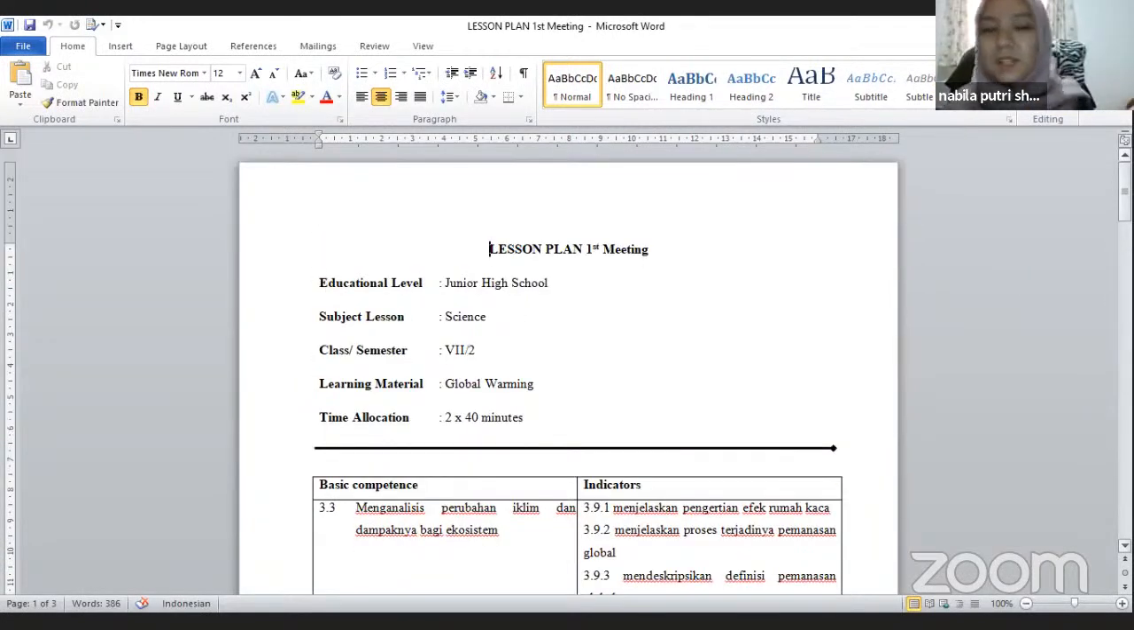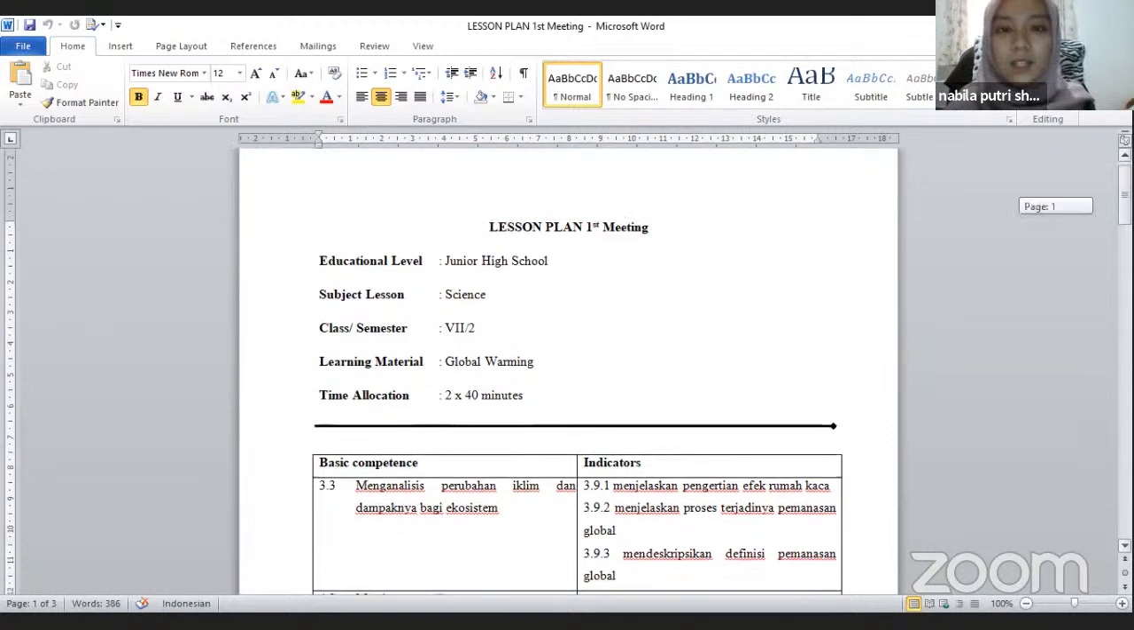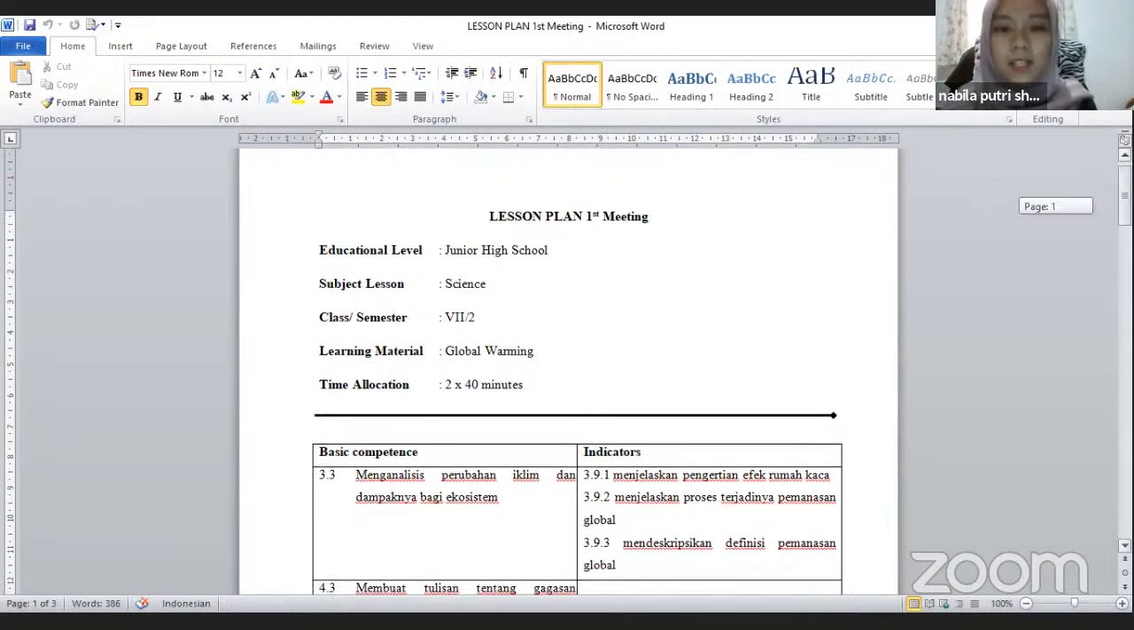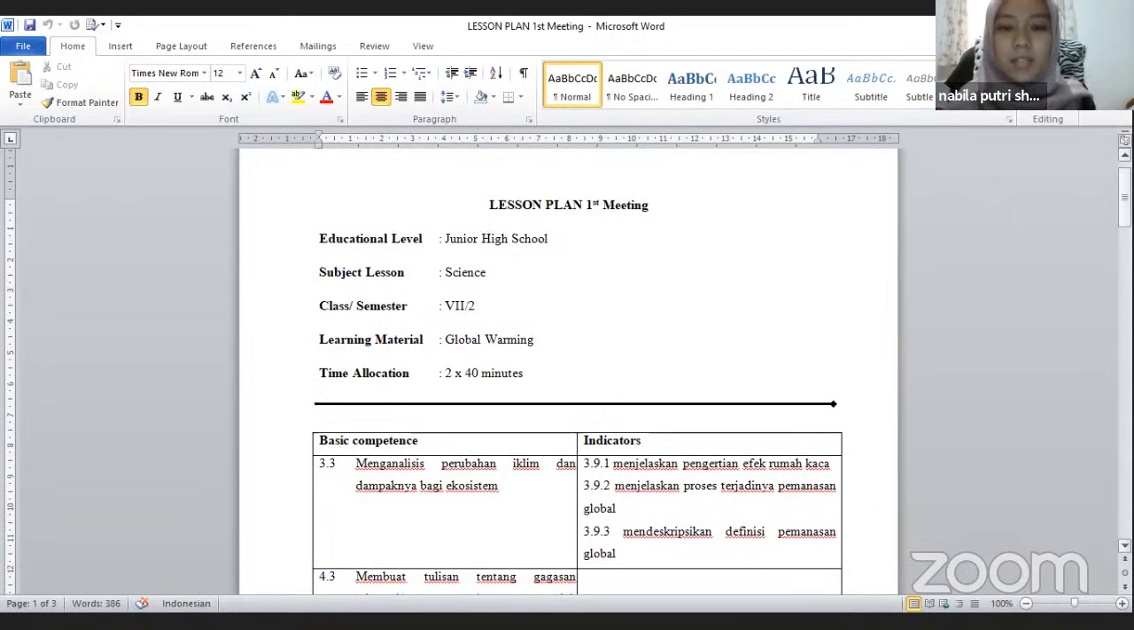Okay, so Bismillahirrahmanirrahim. Assalamualaikum warahmatullahi wabarakatuh. This is my lesson plan for the first meeting. The material is about global warming, and the submaterial is about greenhouse gases, the definition of global warming, and its causes.